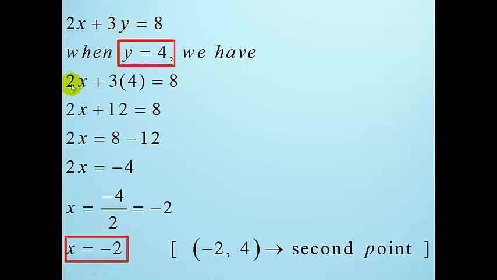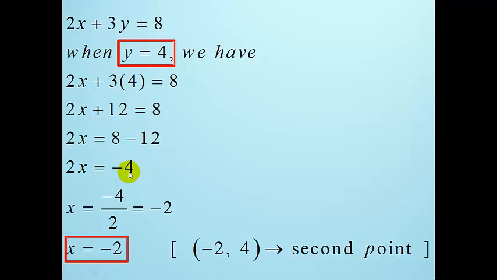So in doing that, we have 2x plus 3 times 4. Instead of 3y, we have 3 times 4 because y is now 4. And this is equal to 8. 3 times 4 is equal to 12. Plus 12 on the left hand side becomes minus 12 on the right hand side. So we have 2x is equal to 8 minus 12. 8 minus 12 equals minus 4. If 2x is equal to minus 4, how do we solve for x? We need to divide both sides by 2. When we divide the left hand side by 2, we are left with x.